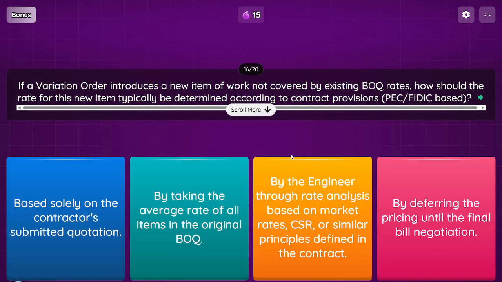Question: if a variation order introduces a new item of work not covered by existing BOQ rates, how should the rate for this new item typically be determined according to contract provisions, PEC/FIDIC based? Option 1, based solely on the contractor's submitted quotation. Option 2, by taking the average rate of all items in the original BOQ. Option 3, by the engineer through rate analysis based on market rates, CSR, or similar principles defined in the contract. Option 4, by deferring the pricing until the final bill negotiation.